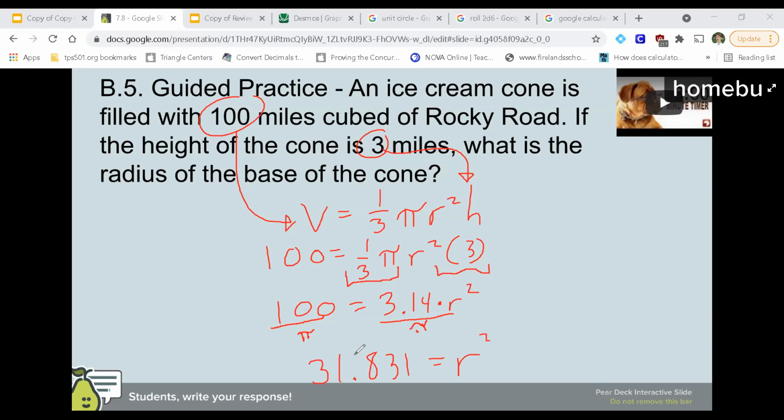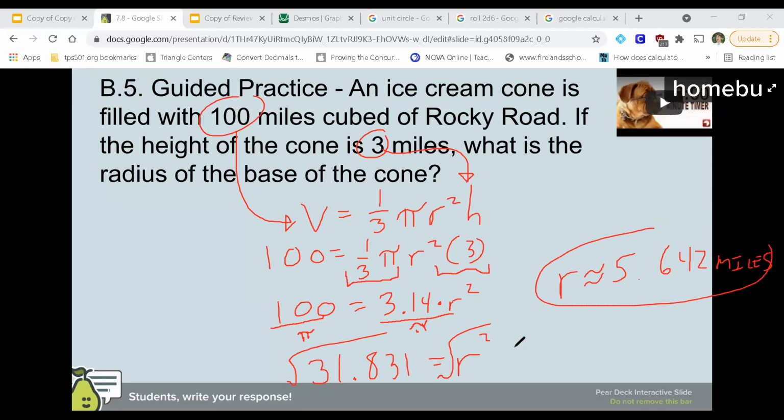Okay, and again, this is the part where hopefully we're okay with this by now. But if not, this has always been a struggle for some people. How do I get rid of the squared? What's the opposite of squaring something? Square root. And the square root of 31.831 is about 5.642 miles.